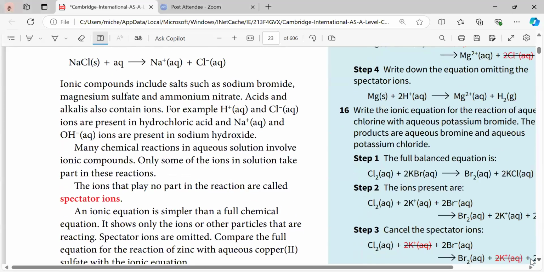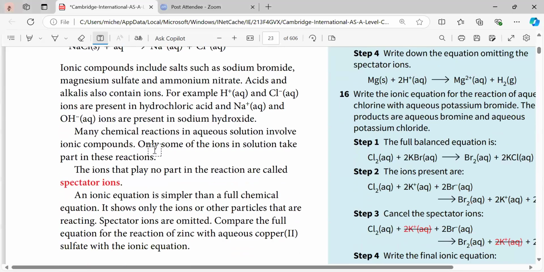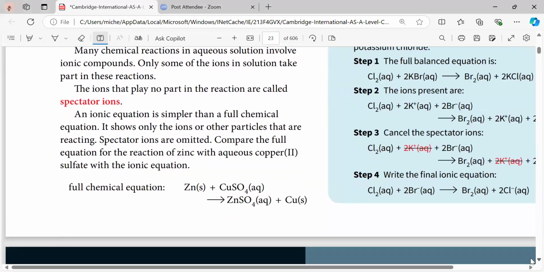Okay. Many chemical reactions in aqueous solution involve ionic compounds. Only some of the ions in solution take part in these reactions. The ions that play no part in reactions are called spectator ions. So this is basically theory. An ionic equation is simpler than a full chemical equation. It shows only the ions or other particles that are reacting. Spectator ions are omitted. Compare the full equation for the reaction of zinc with aqueous copper sulfate to the ionic equation. So this is just a theory.